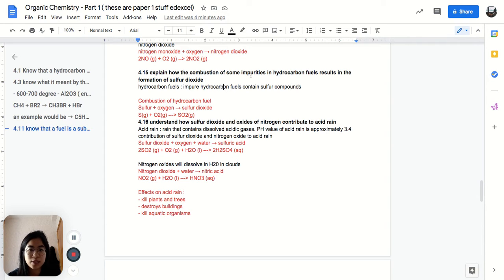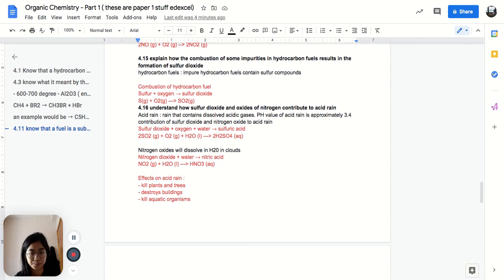4.15. Explain how the combustion of some impurities in hydrocarbon fuels results in the formation of sulfur dioxide. So impure hydrocarbon fuels contain sulfur compounds. So that's basically containing sulfur. I'm pretty sure you guys know what sulfur is on the periodic table. So combustion of hydrocarbon fuel would give sulfur plus oxygen, give sulfur dioxide. So again, it will react with oxygen in the air to give sulfur dioxide.